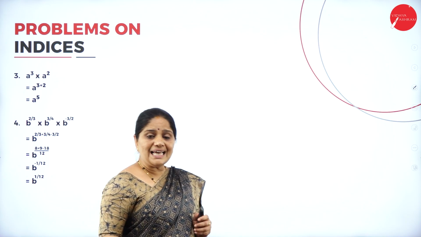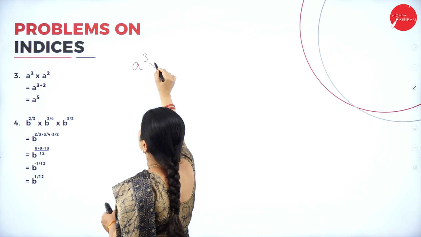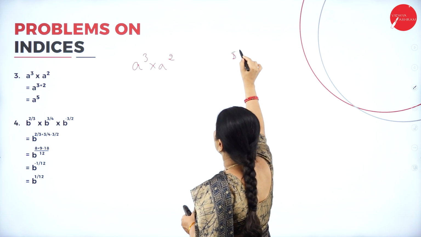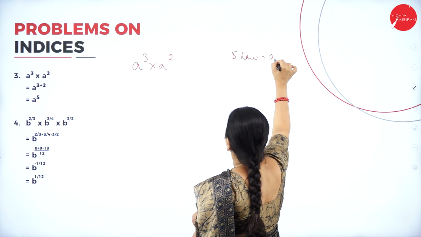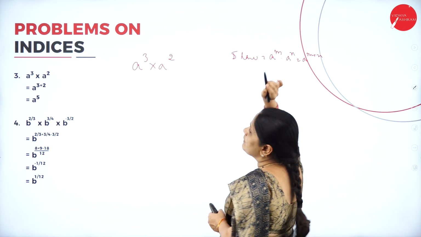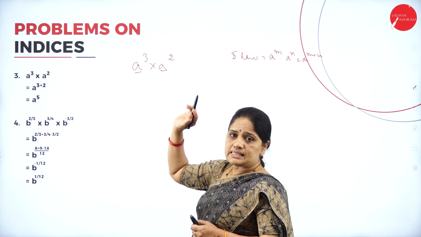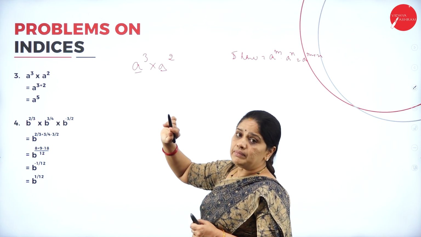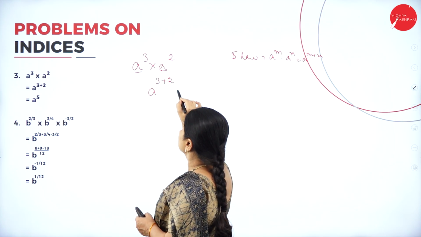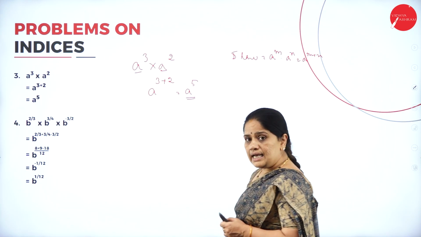Now, let us go to the next problem. So, what is the next problem here? a cube into a square. What does this problem relate to? The first law. What does the first law tell us? a to the power of m into a to the power of n equals a to the power of m plus n. Now, if you observe here, the bases are same. So, when the bases are same, the powers can be added. So, a to the power of 3 plus 2, which is equal to a to the power 5. So, this is the answer.